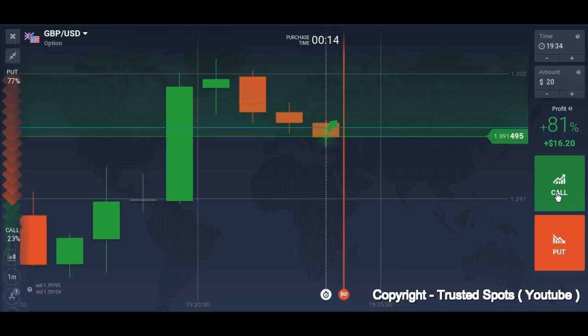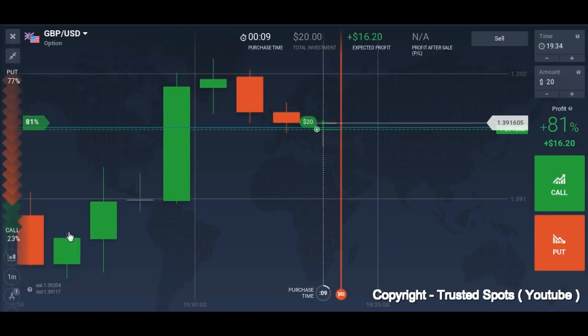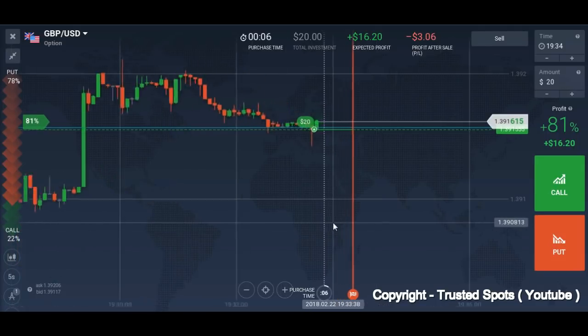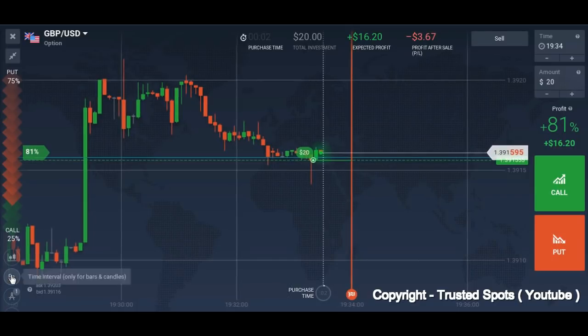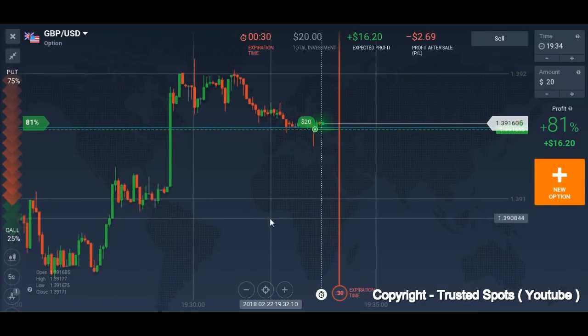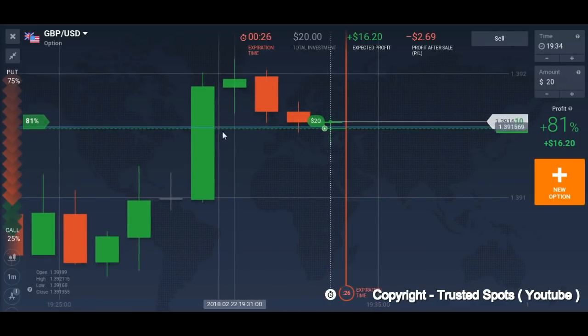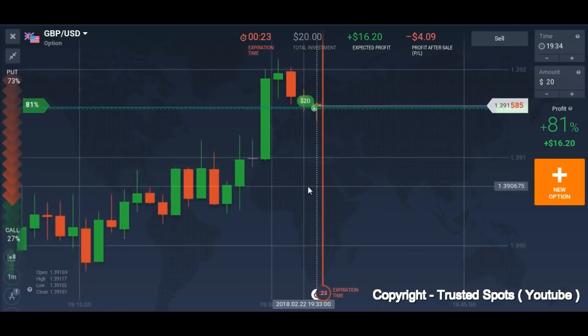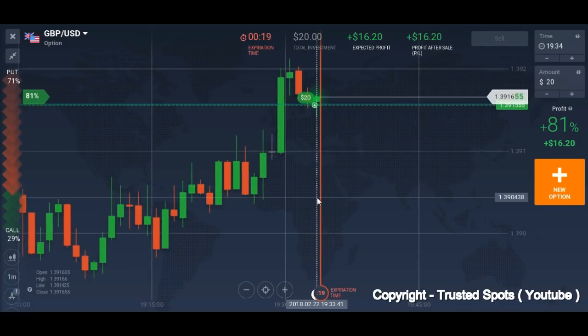Okay, it's going down. Yes, it has the rejection. I place my trade with the rejection. Yes, so we have done everything correct here. We have got the rejection, the market was weak, the last candle was weak, the level has not been broken, and we are trading with the trend. Everything is correct, so let's wait for the result now.